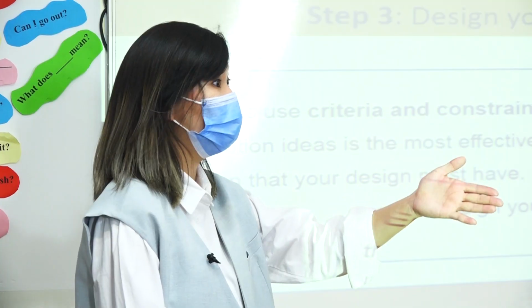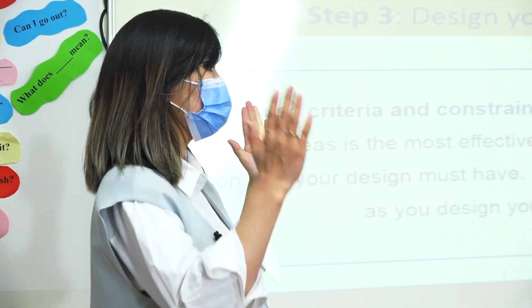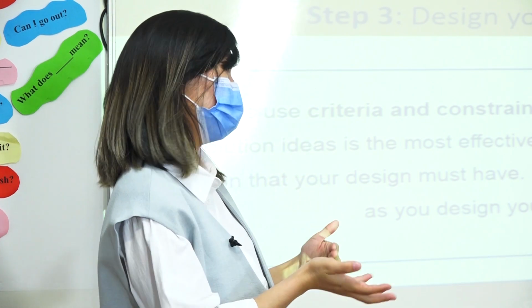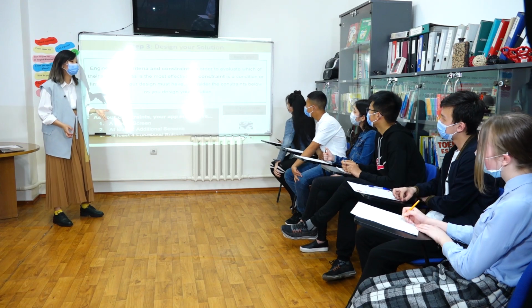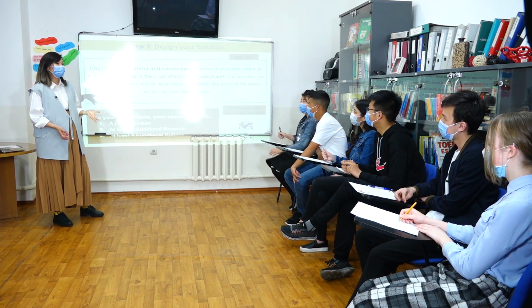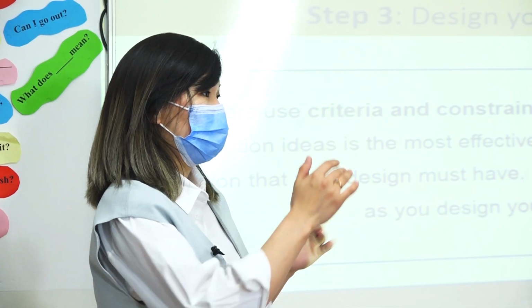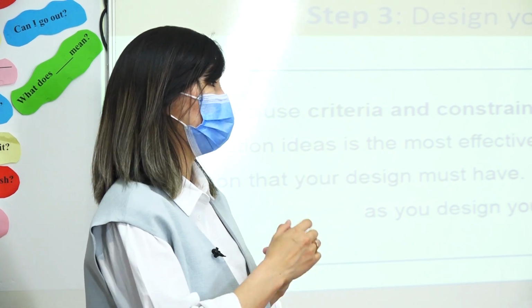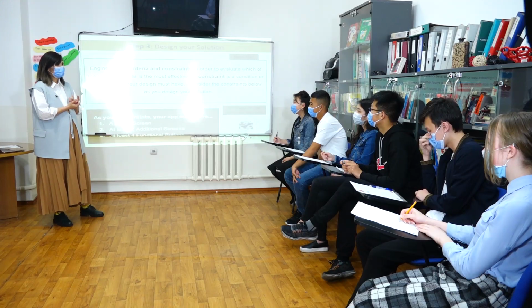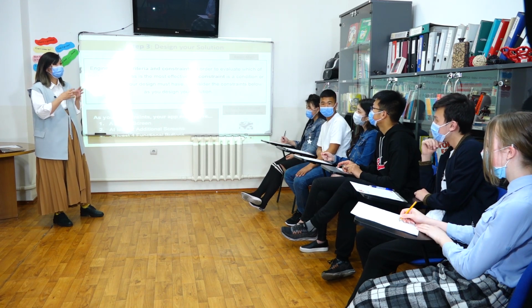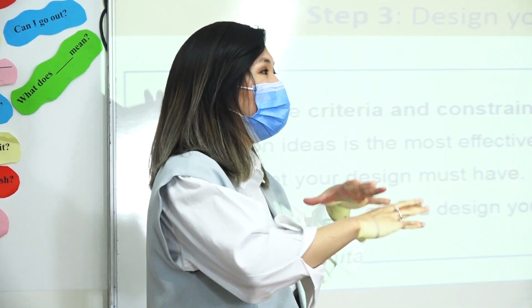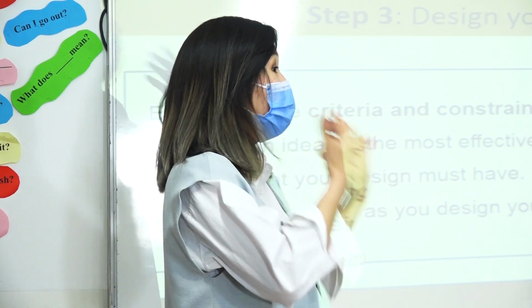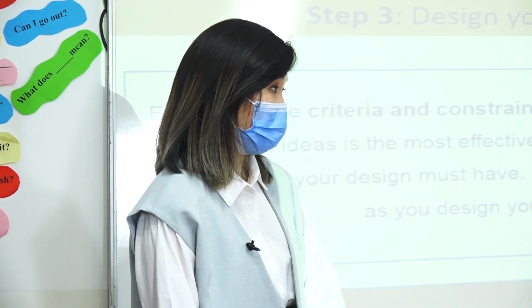Something that needs to be followed. Yes, there's some kind of framework, some rules, right. And constraints, what is a constraint? A constraint is kind of like a limitation, okay? For example, your constraint could be the budget. You have a limited budget and that's why you probably won't be able to design an excellent app that you wish, because you don't have enough money.